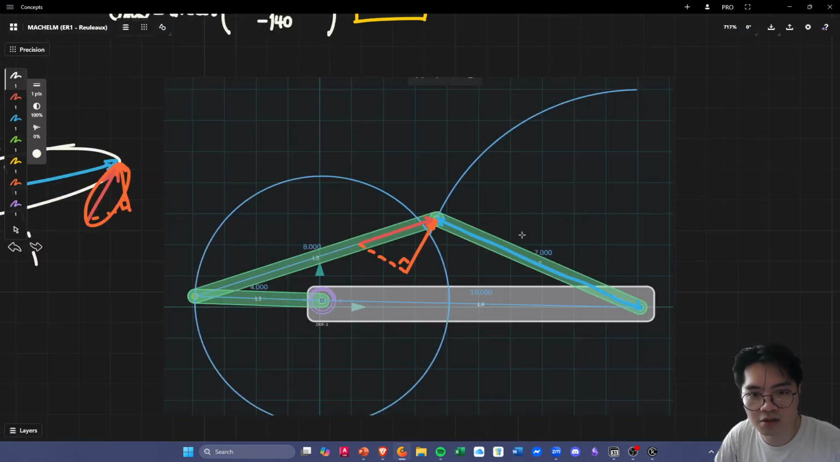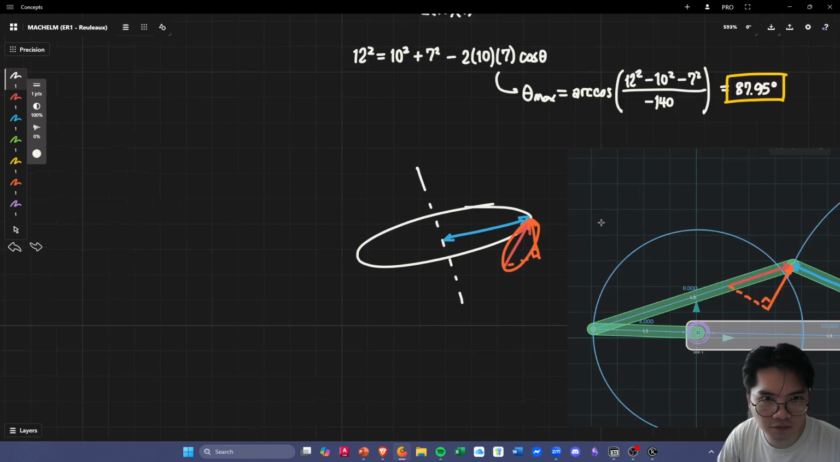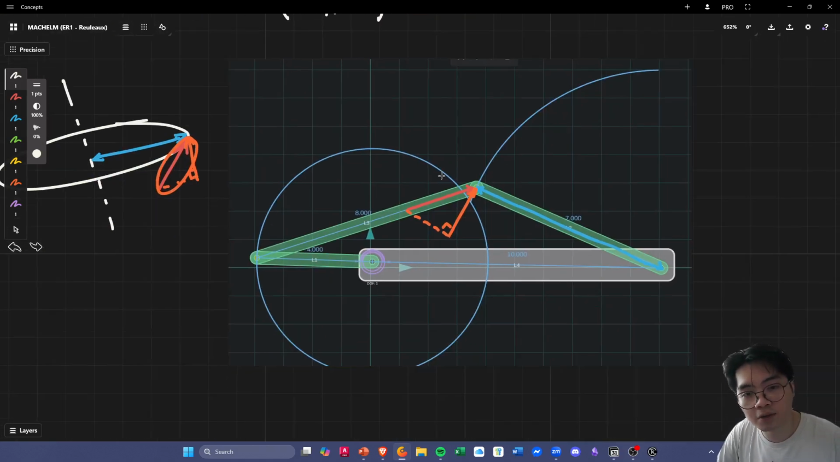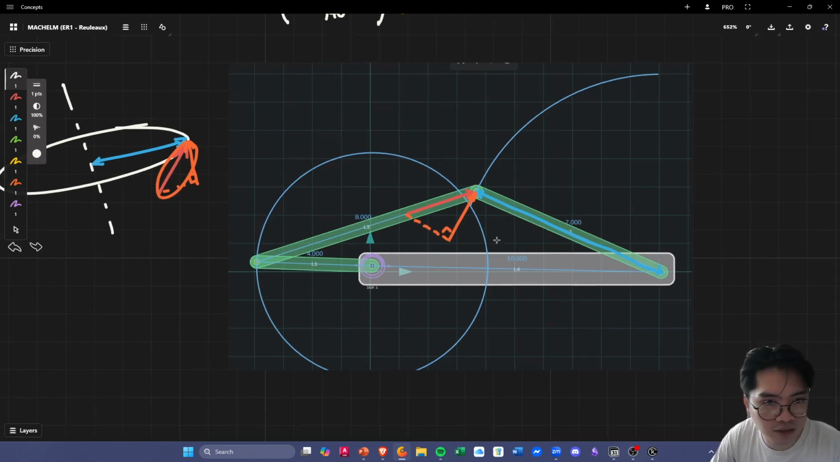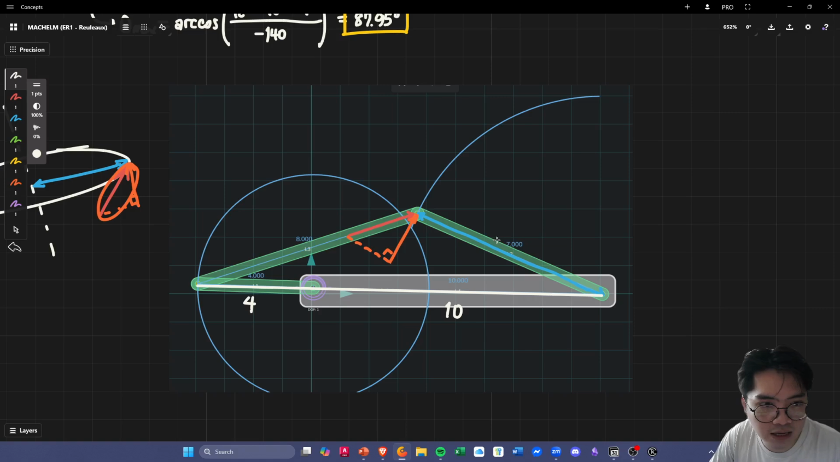And what do you notice between these two configurations? Instead of the input link and the coupler lining up, now the input link needs to be lining up with the ground. We want the longest and the shortest triangle possible in terms of the transmission angle. You will get the maximum if these two are connected. This is your 4, this is your 10, and we are creating a triangle that is 4 and 10, that is 14, and then 8, and then 7.